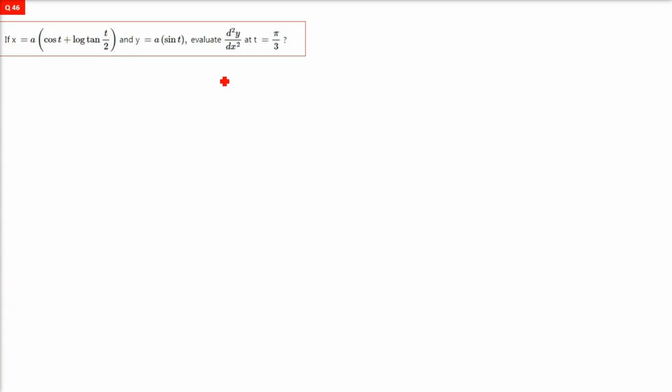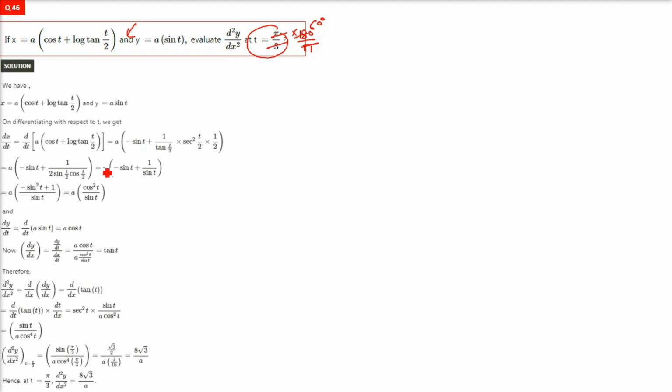Now a similar question like this says t is equal to pi by 3. And as I said, we have already done a question like this, x equals a cos t plus log tan t by 2. I am telling you that t equals pi by 3 is nothing but your 60 degree. And how do we compute it? We just multiply the radian angle by 180 by pi. When we multiply by 180 by pi, we get 60 degree.